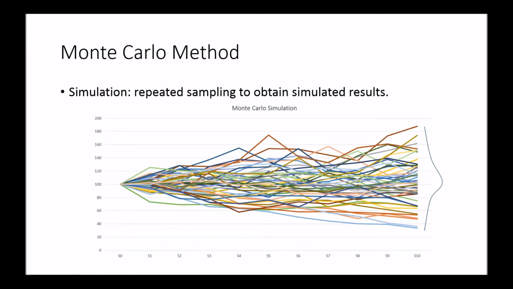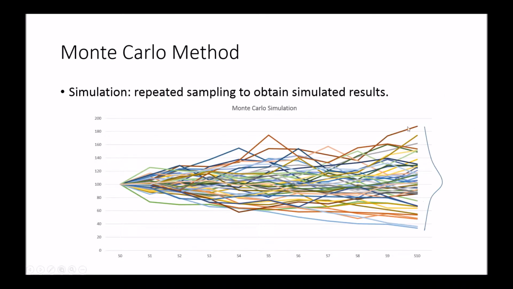In this video, we will talk about the Monte Carlo method. Monte Carlo method is a simulation of the underlying process. It uses repeated sampling to obtain simulated results. So here is a graph of Monte Carlo simulation, and I have put 50 paths here.